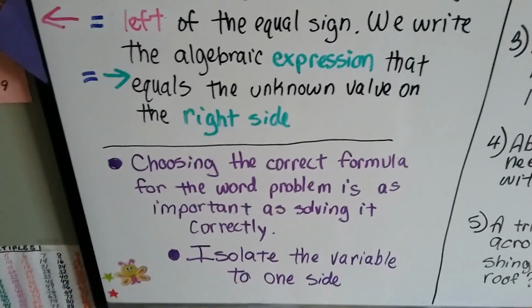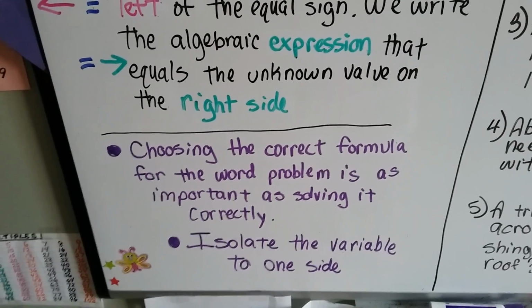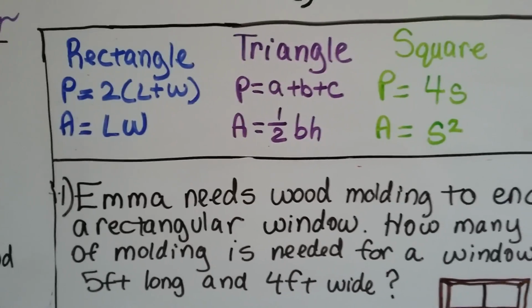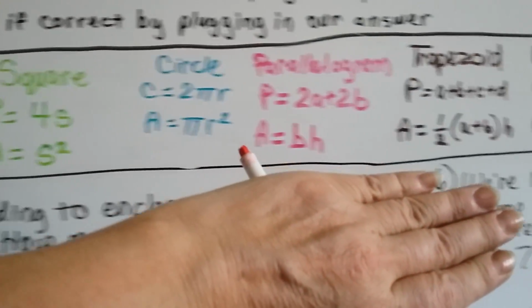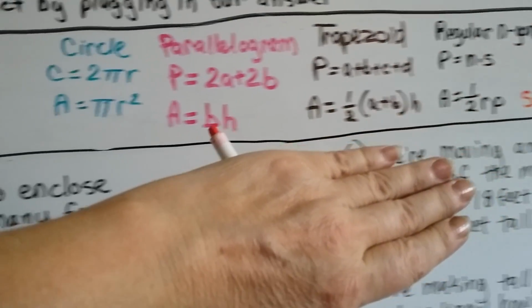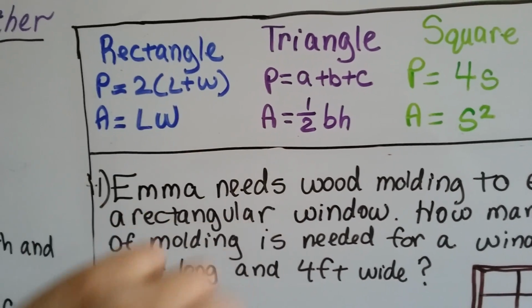See? So choosing the correct formula for the word problem is as important as solving it correctly. We want to make sure we isolate the variable to one side. And look at all these formulas I've got here along the top of our work area. It's a lot of formulas. There's a lot more out there. These are just a few.